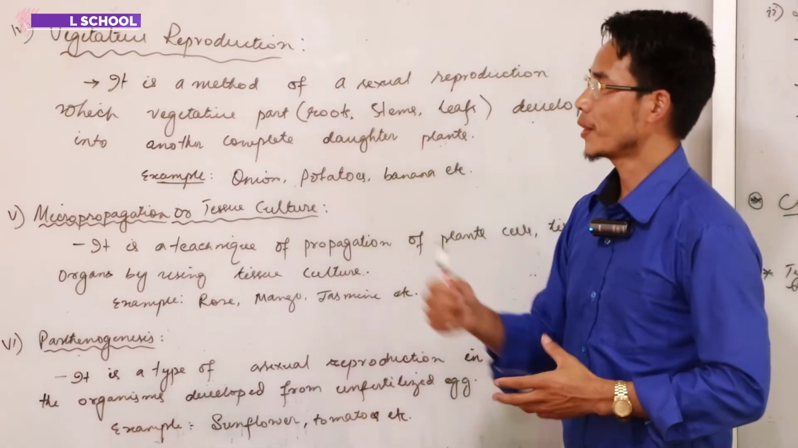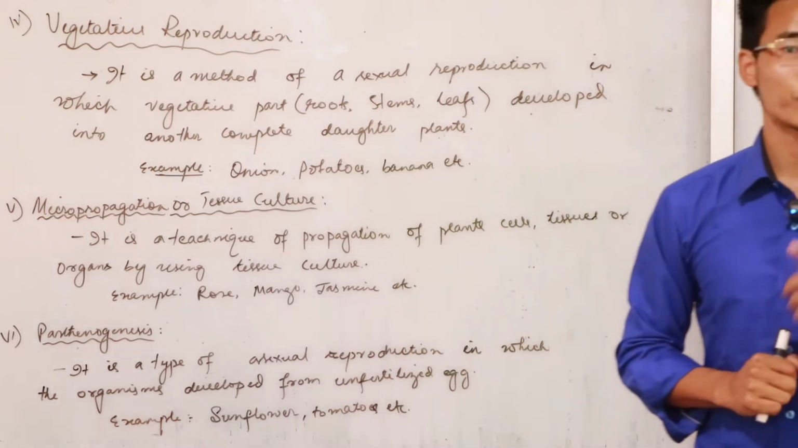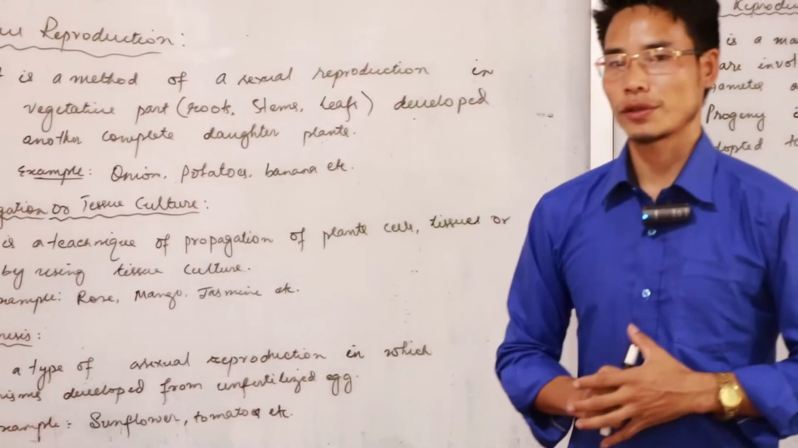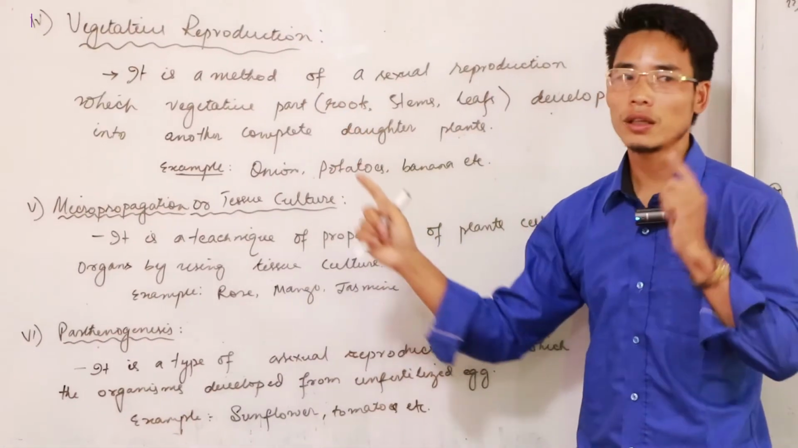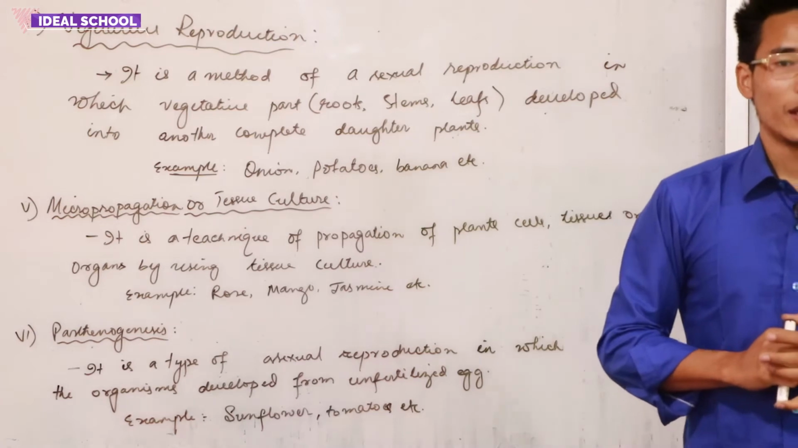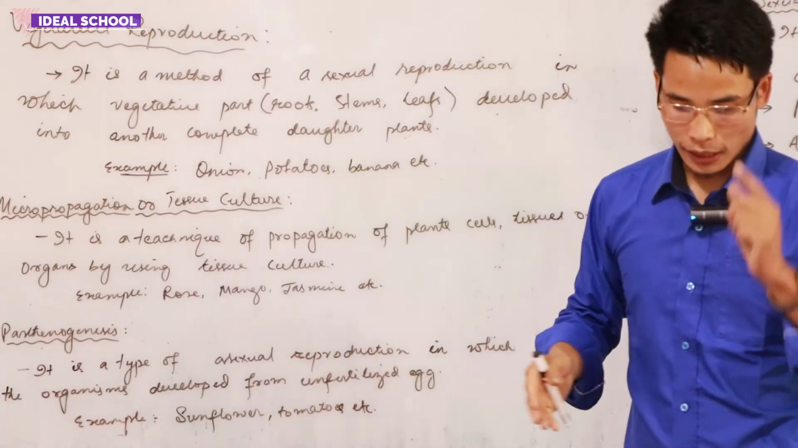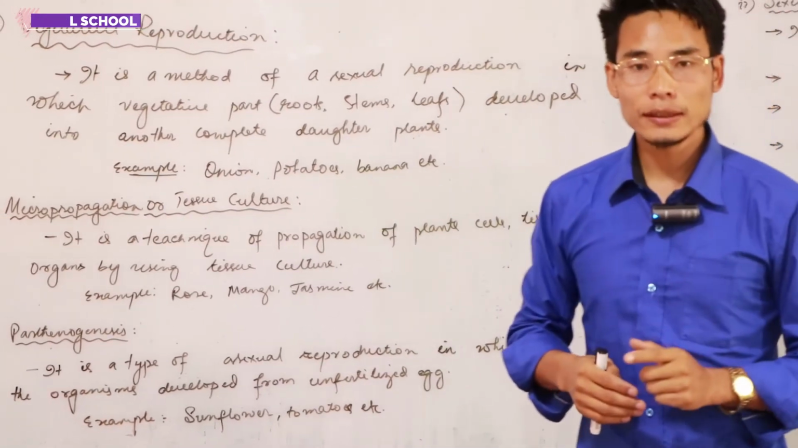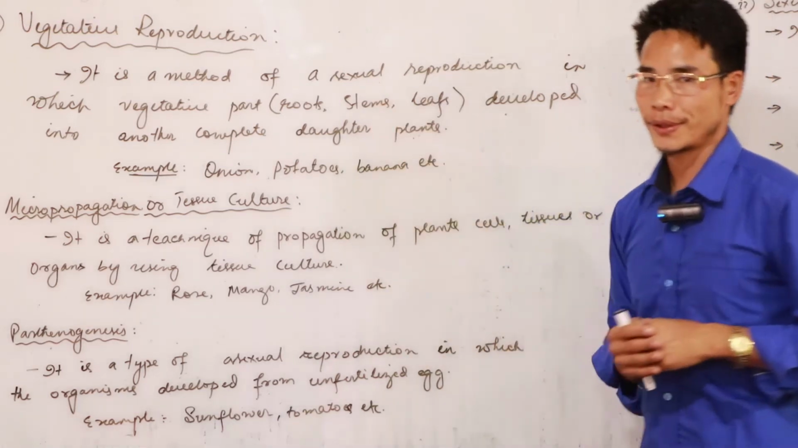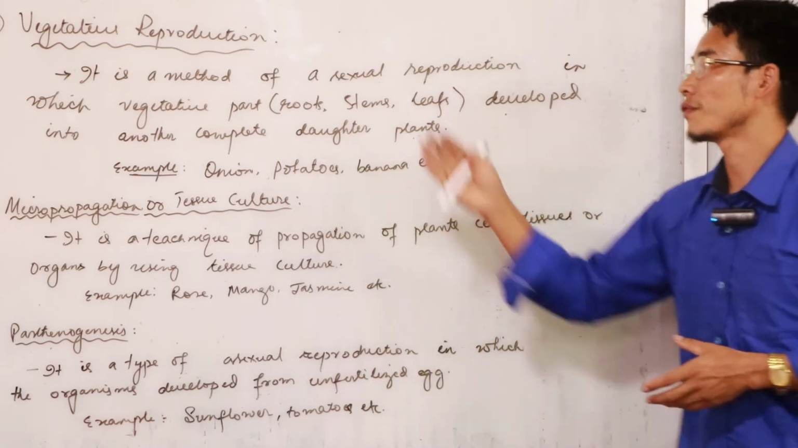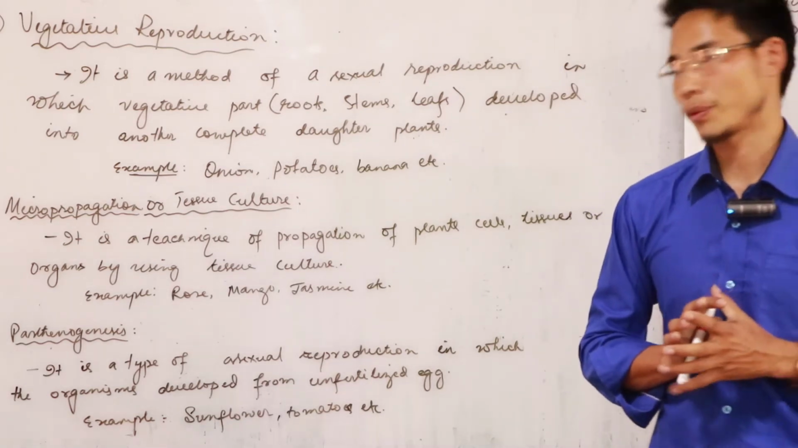Sometimes a question can be asked in the board exams for 1 mark: why is vegetative reproduction also considered asexual reproduction? The main reason is that in vegetative reproduction, offspring genetically identical to the parents are developed. Because of that, we can say that vegetative reproduction is also asexual reproduction.